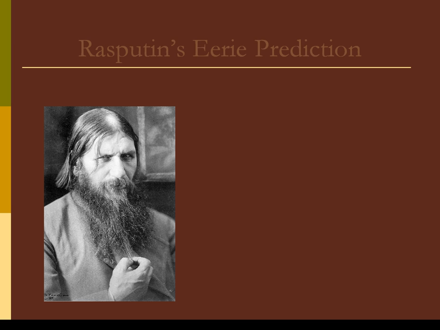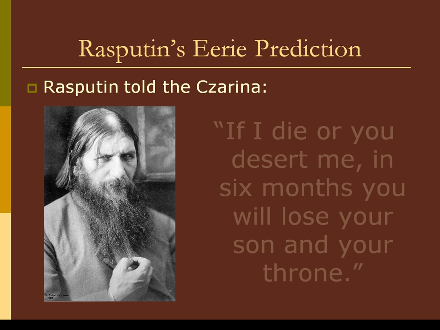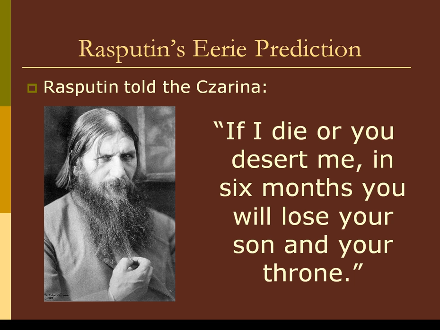And Rasputin makes a very eerie prediction just a few months before his death. He told the Tsarina, "If I die or you desert me, in 6 months you will lose your son and your throne." Over the next few days, we will learn more to find out if he was right.